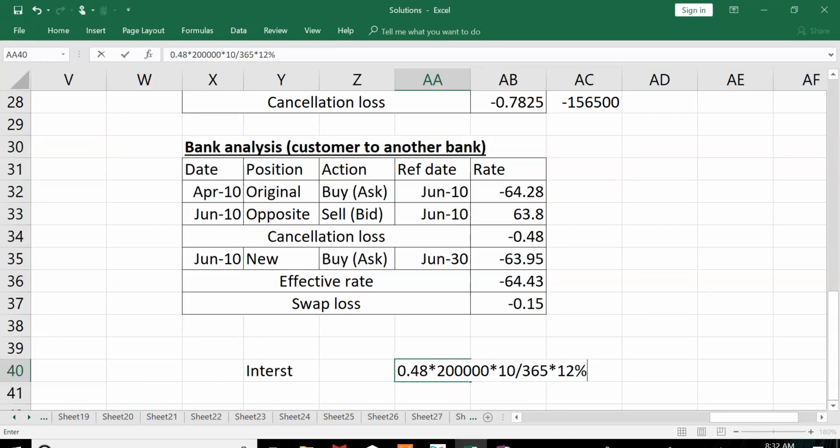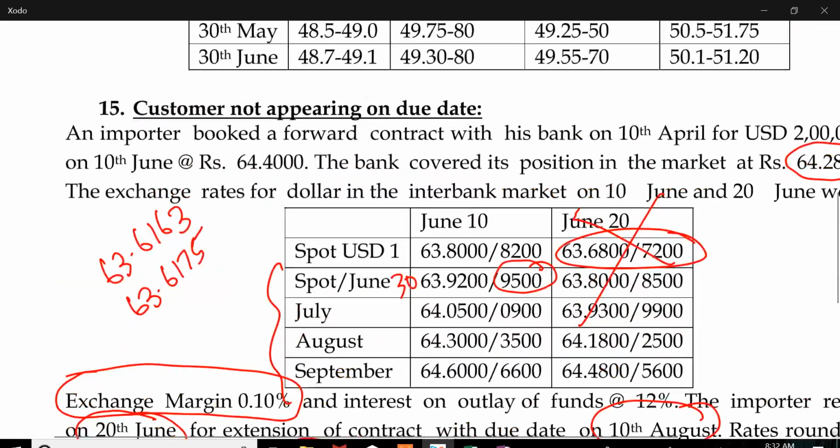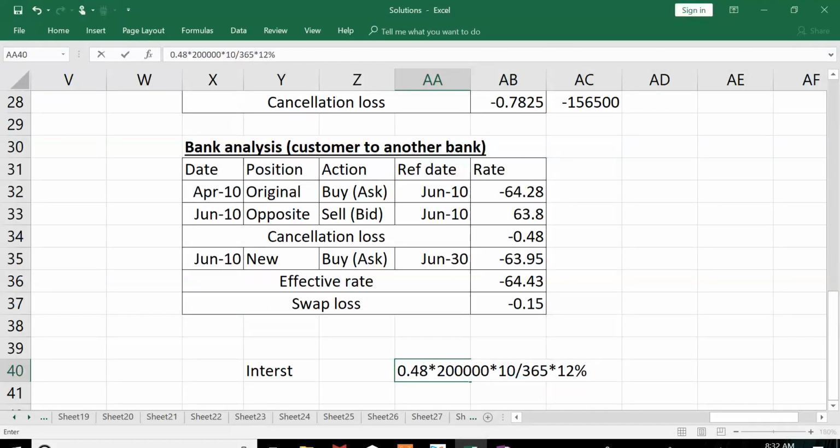So if I give the sequence of events, it will be like this. On April 10, the importer goes to Bank A and takes a forward contract at the rate of 64.40. Practically this is what happens. Bank A will call Bank B and enter into a forward contract at the rate of 64.28 and immediately close the 64.40 contract. This is on April 10.